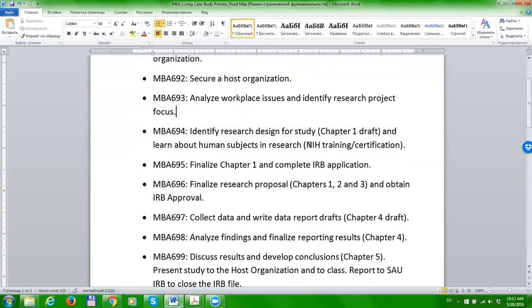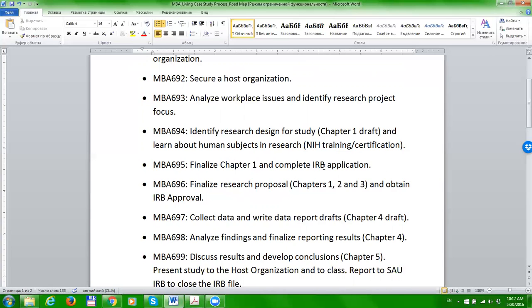So you will go through training on human subjects, and you will obtain a certificate that will show that you understand human subject rights, and you understand and know how to protect the confidentiality of people who are involved in your research. In the following course, you will finalize Chapter 1 and you will complete an IRB application.